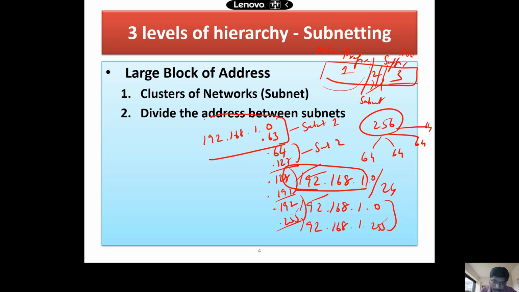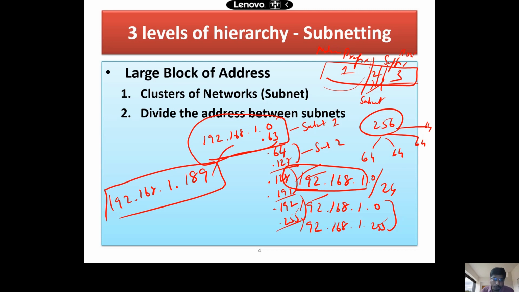But how will I identify that some IP, say 192.168.1.189, comes? I need to know whether it belongs to subnet 1 or subnet 2 or subnet 3 or subnet 4. I need to know what is the prefix value. Right, so this is what we are going to now bring in, and we have to identify how many extra bits are going to be borrowed from the host, and what's going to be that prefix value, which will identify the first address in that particular block. That's something which is important for us to do.